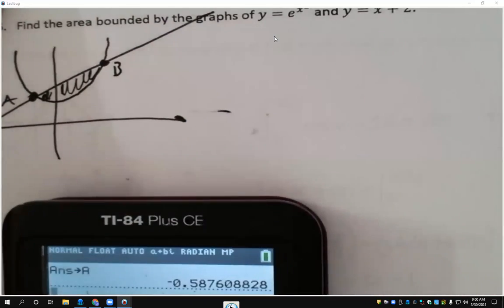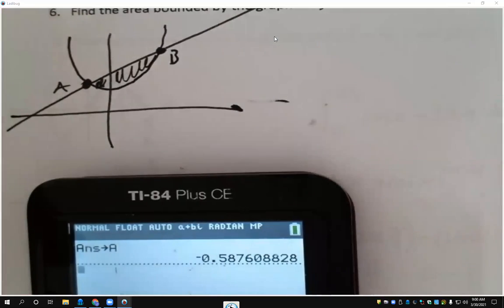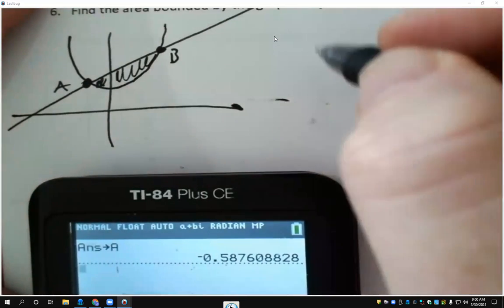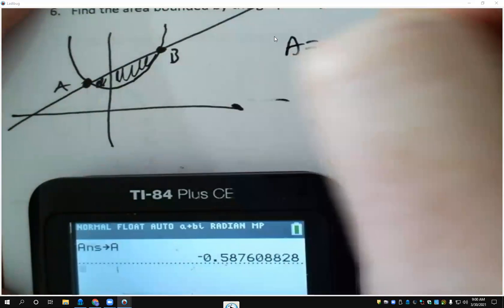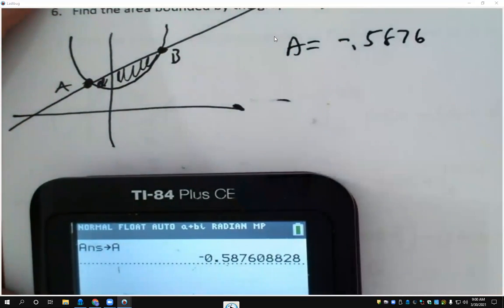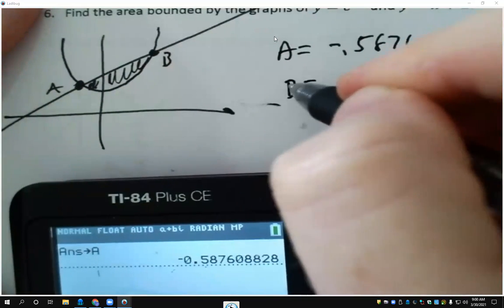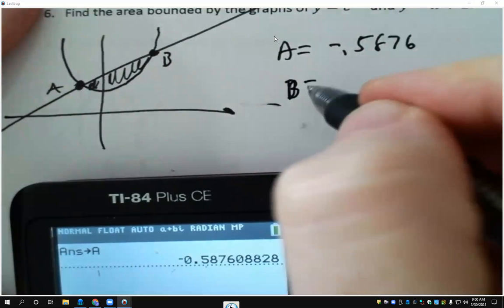If you don't write it on your paper, then they don't know what you're talking about, unless you actually write out all the numbers. Okay, so I'm just going to write here A is equal to negative 0.5876. Then I'm going to go find my B value.